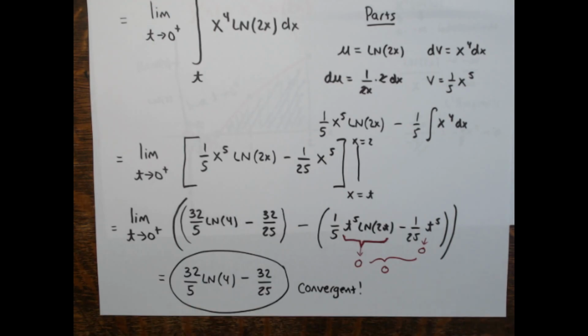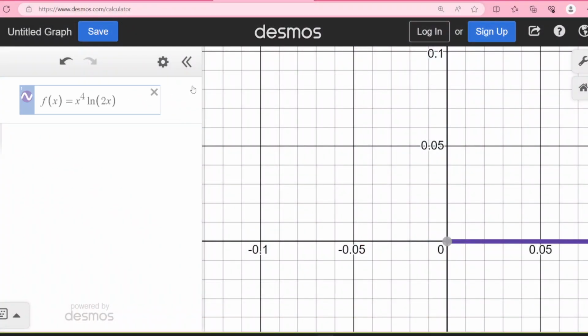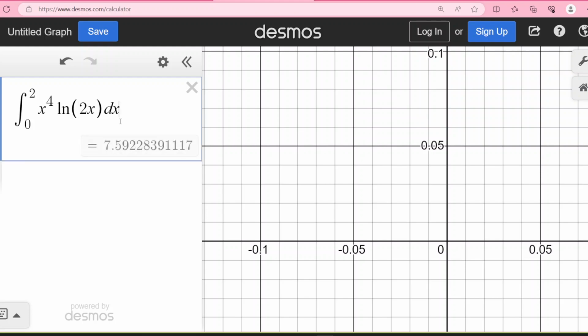And then let's double check it, right? Like I've been doing. So back to my calculator here. Let's enter that integral we started with, right? We have the integral from 0 to, and then it was x to the fourth times the natural log of 2x dx, and I'm seeing a nice finite value here, right? It doesn't say undefined.